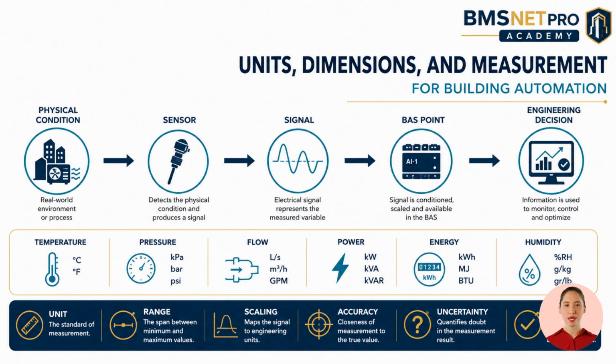This slide gives the big picture. The BAS does not begin with software. It begins with a real physical condition. A sensor detects that condition, produces a signal, the controller scales the signal into engineering units, and the BAS uses that information to monitor, control, alarm, trend, and optimize. If the unit, range, scaling, or sensor quality is wrong, the decision can be wrong even if the graphic looks professional.